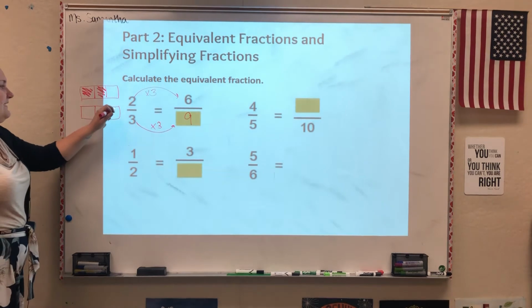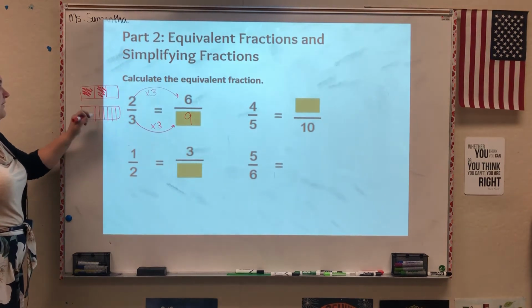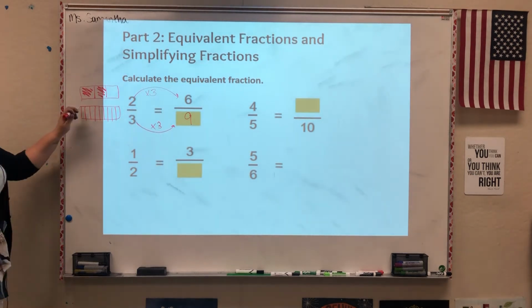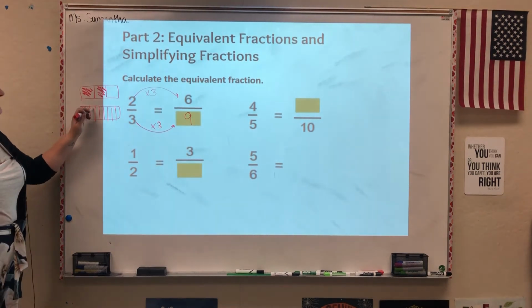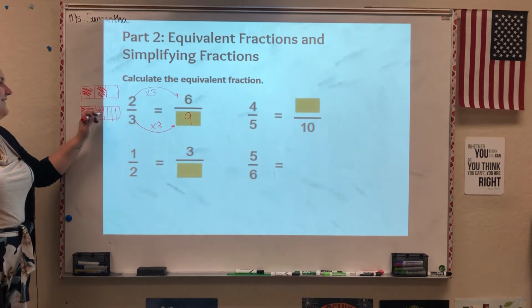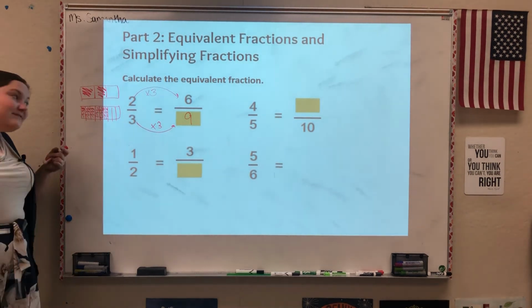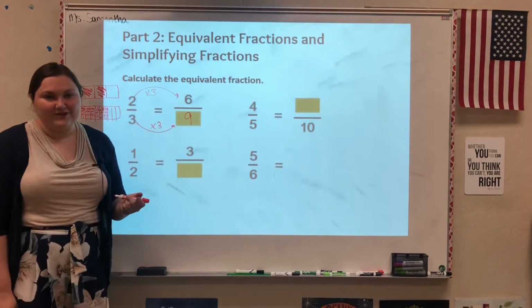6/9 would be, not sure how well you can see that on camera, but 6/9 would be 1, 2, 3, 4, 5, 6. And notice they've got the same amount of red. It means those are equal fractions.